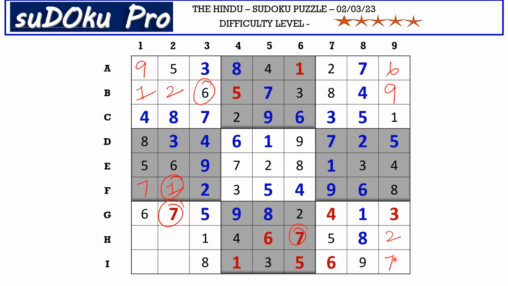Here coming down to column 1, the missing numbers are 2 and 3. This 2 blocks here. So H1 takes 3 and I1 takes 2. Here the missing numbers are 4 and 9. This 4 from H row blocks here. So H2 takes 9 and I2 takes 4 and the puzzle is solved.